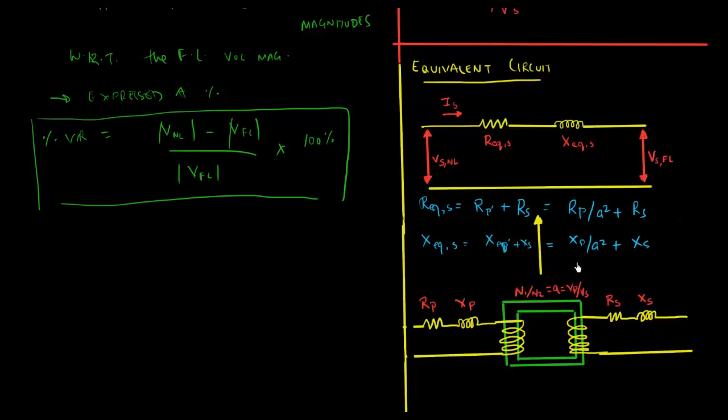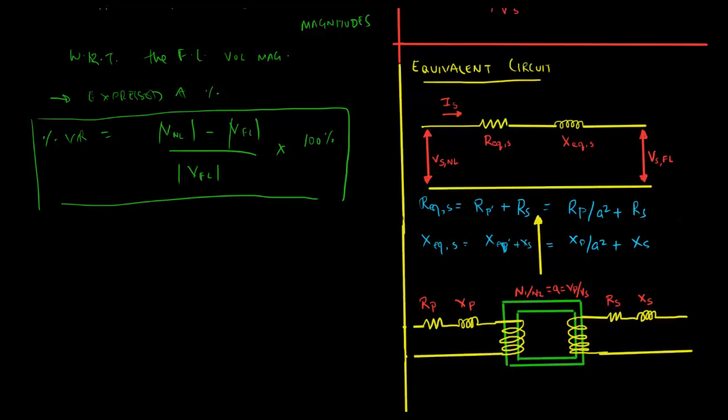So this is how, when we see the primary circuit from the secondary side, we get an equivalent circuit something like this. This all comes from transformer theory. You can go and review that if these look a little unfamiliar to you.